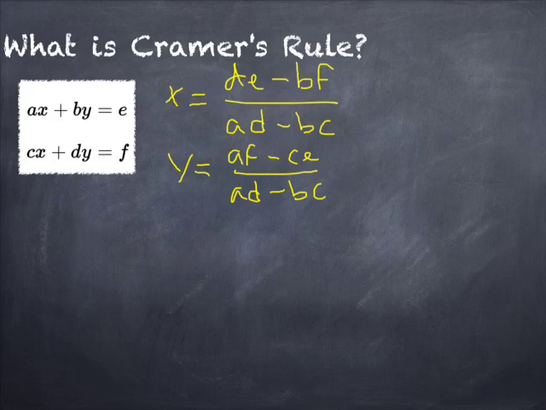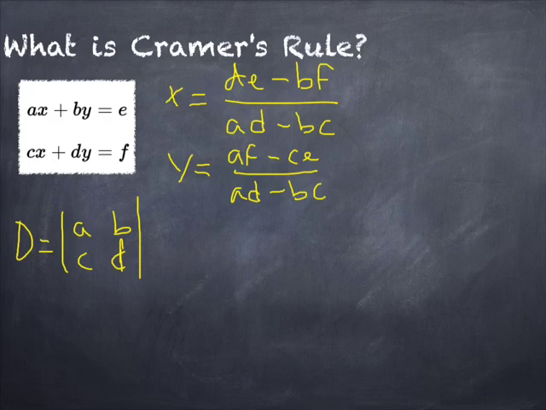Now if you look at the numerators and denominators here, they look a lot like determinants, and that's because they are. If we create a matrix of just the coefficients of the variables, we would get something that we call determinant D, and it ends up being A, B, C, D. If we take that determinant, we get AD minus BC. So there's the denominator of both our equations.